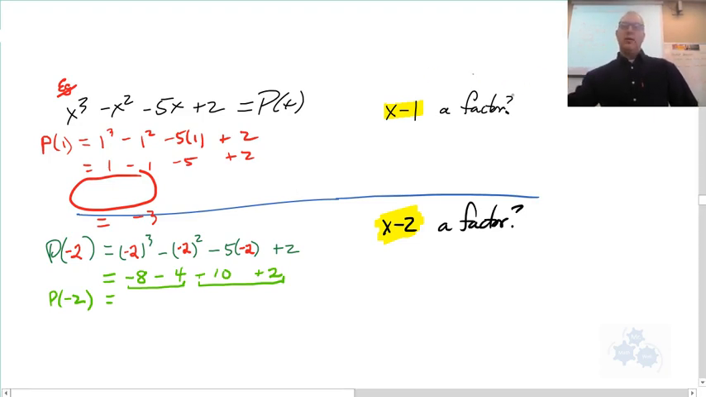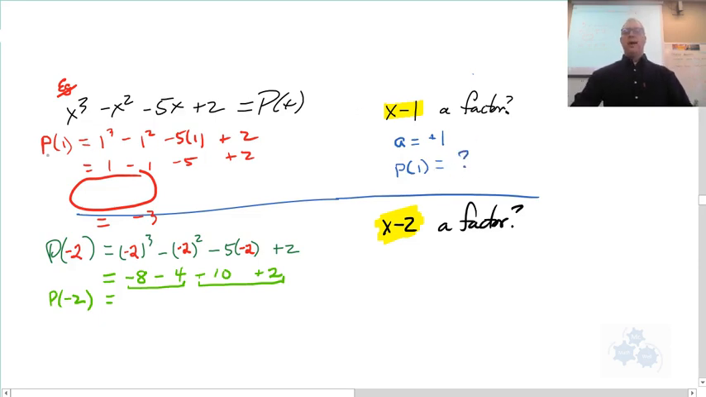Is x minus 1 a factor? And here's our example polynomial. Well, what you do is you plug the a value, which is positive 1, into the polynomial. So you find out what p of 1 is. Okay? And you check that.